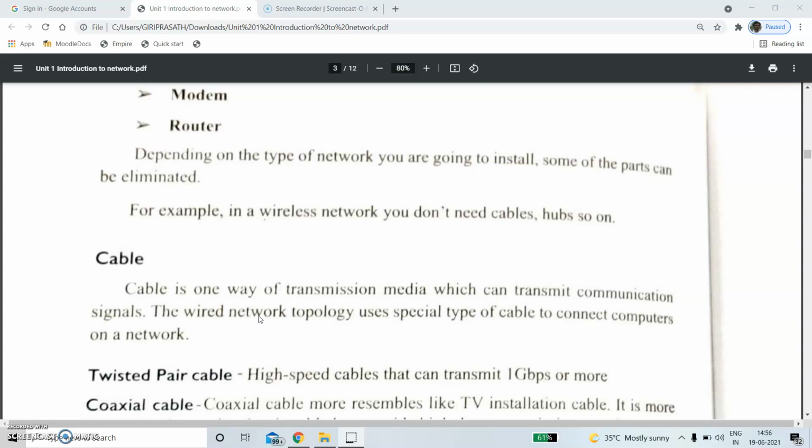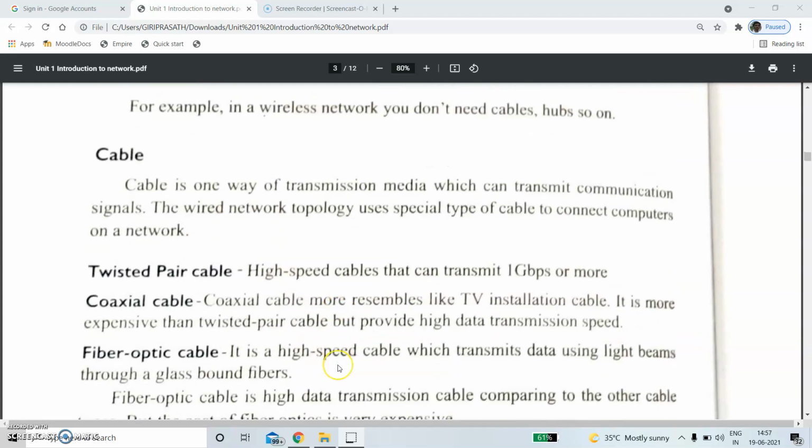in a network. Then the wired network topology uses a special type of cable to connect the computers on a network. Network means a group of computers connected together, isn't it? So in that wired network topology, we have to use a special type of cable to transmit the data over the network. The next one, twisted pair cable.